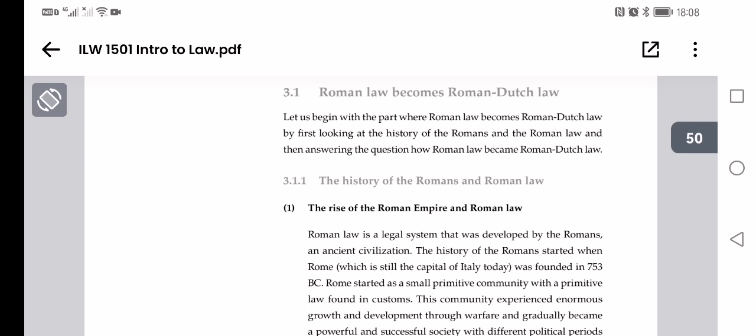Let us begin with the part where Roman law becomes Roman Dutch law by first looking at the history of Romans and Roman law, and then answering the question how Roman law became Roman Dutch law. The history of Romans and Roman law. The rise of the Roman Empire and Roman law.